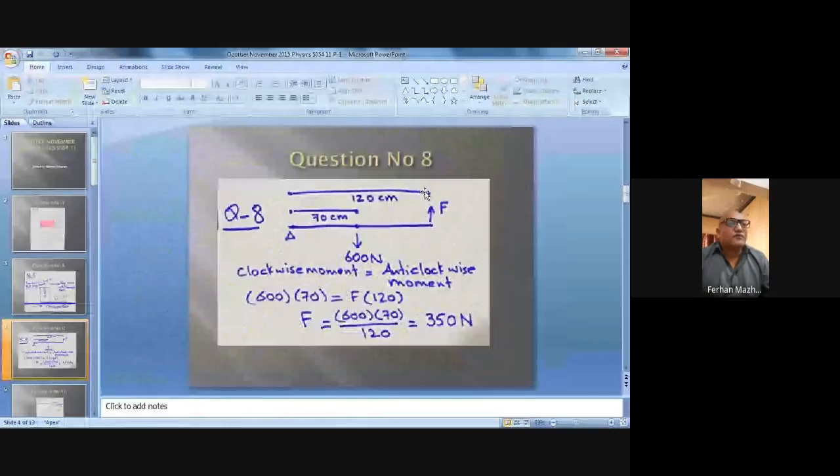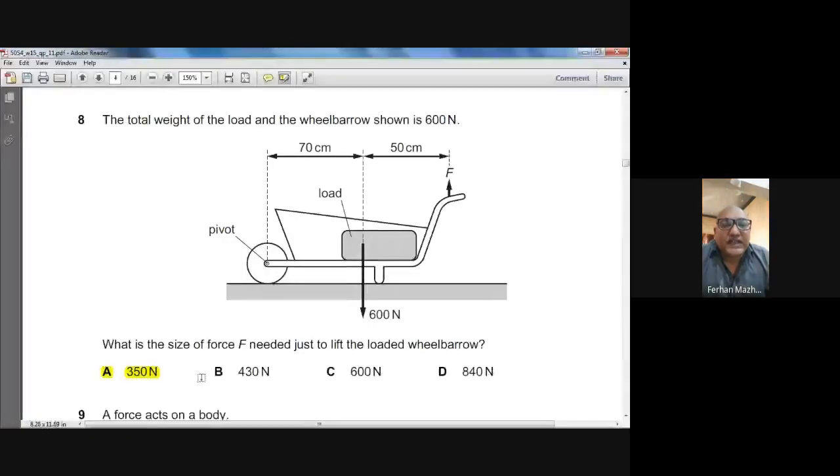Let's check the options. Yes, A is the option, sir. Question number 8, 350 Newton, A is the right option. The marking scheme says question number 8, A is the right option. So I hope you have understood this question.